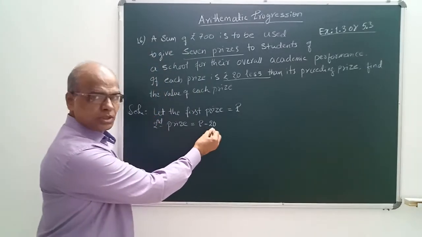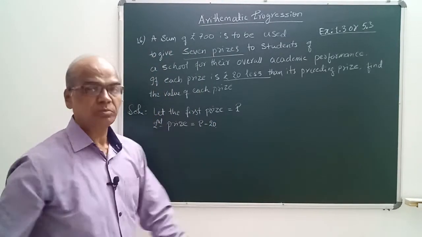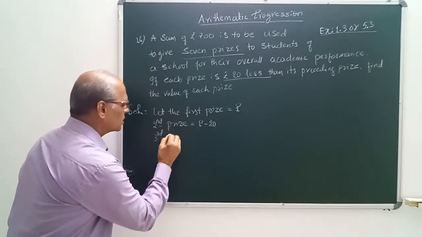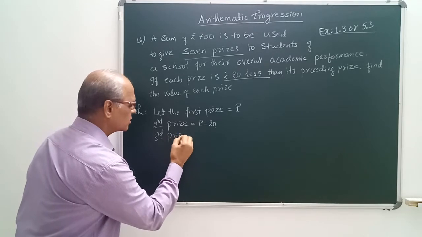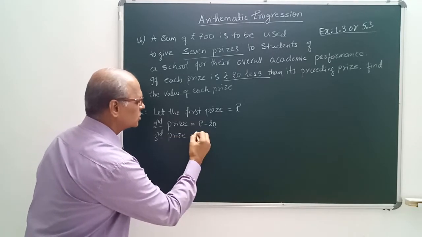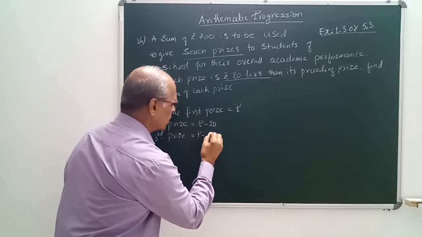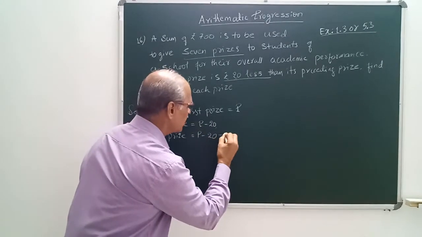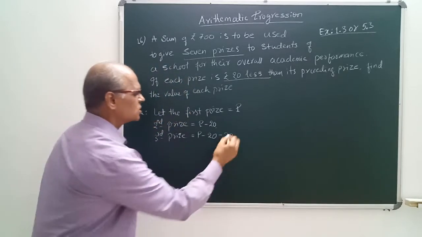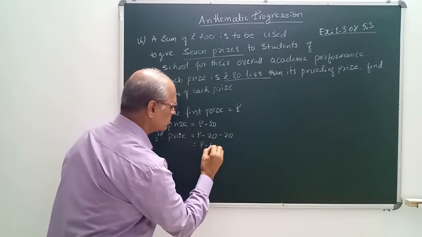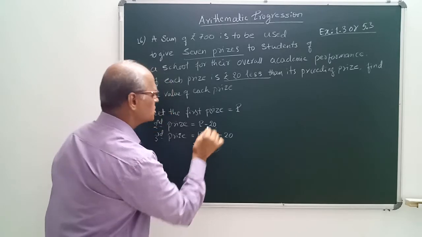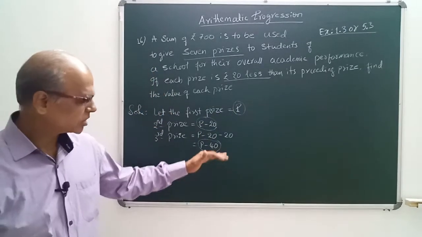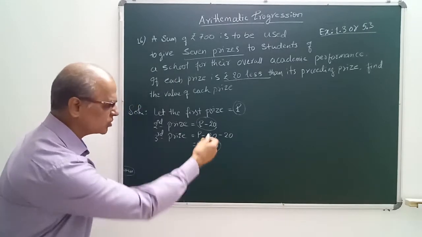Okay, second prize is P minus 20. I told you already, minimum 3 terms we have to find out. What will the third student get? Third prize is P minus 20 because this is the second prize, less than that, that means again minus 20, so P minus 40. These are the 3 terms, right? You can continue, but 3 are enough.